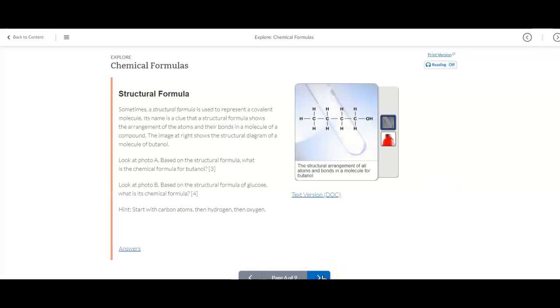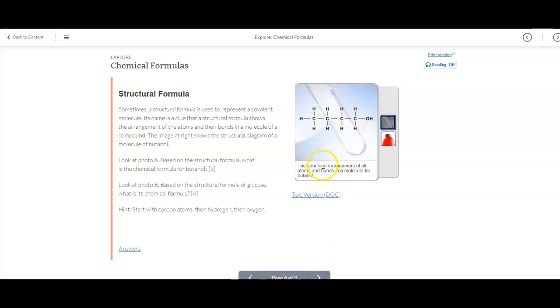So back to structural formula. Sometimes a structural formula is used to represent a covalent molecule. So that answer is number 3, when are structural formulas used? And now we're going to look at how you interpret them. So its name is a clue that a structural formula shows the arrangement of atoms and their bonds in a molecule of a compound. The image at the right shows the structural diagram of the molecule butanol. So look at photo A, and based on the structural formula, what is the chemical formula for butanol?